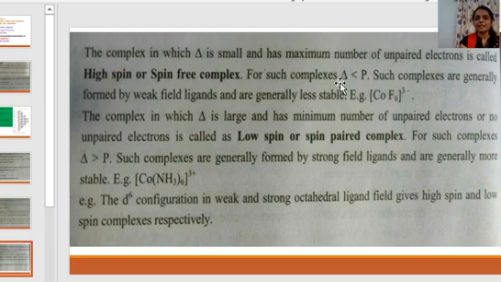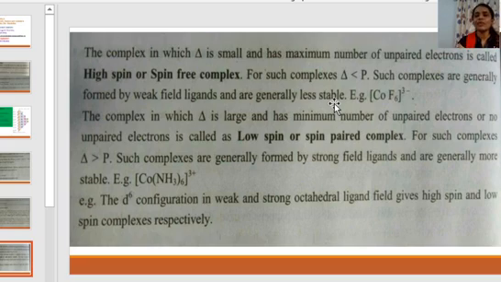For such complexes, delta is lesser than P. Here the pairing energy will be higher, due to which the electron prefers to jump from lower energy to the higher energy, due to the lesser splitting energy. Such complexes are generally formed by weak field ligands and are generally less stable.